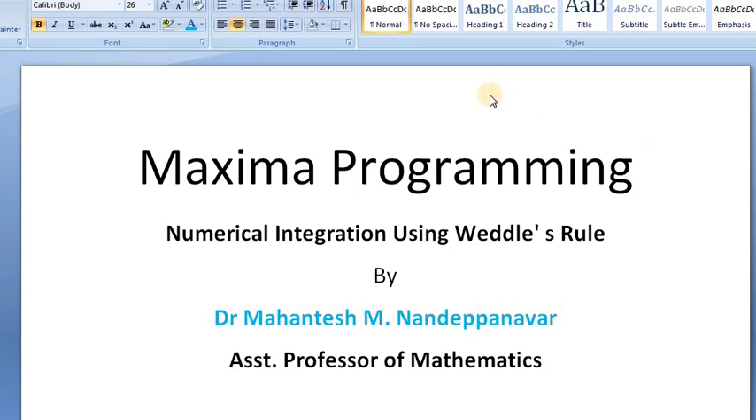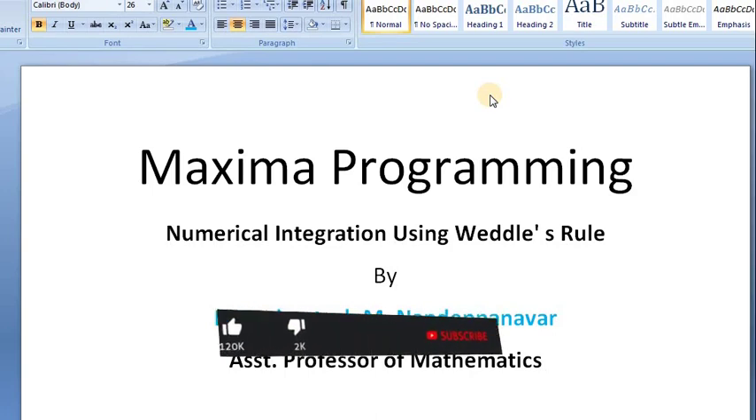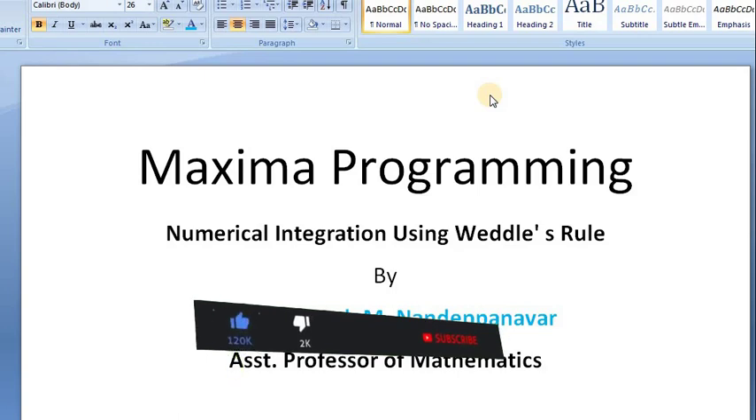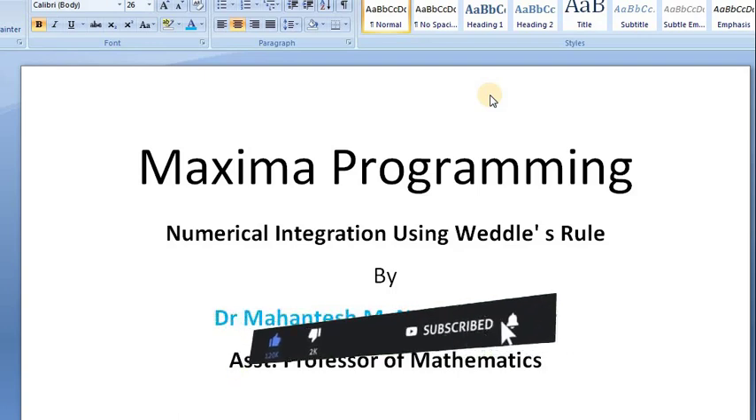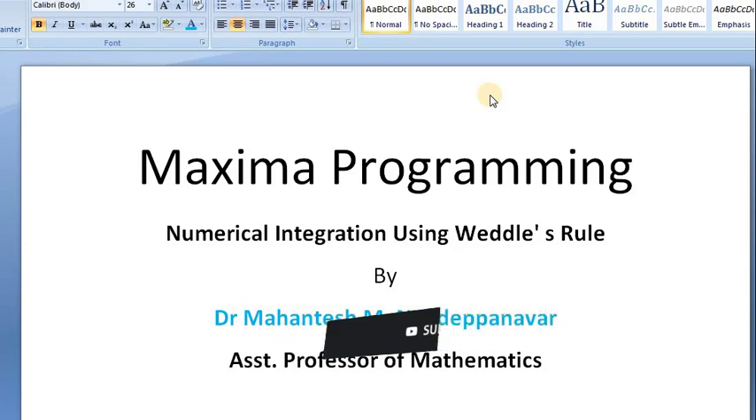Today we shall discuss numerical integration using Weddle's Rule. In earlier videos we have already seen how to write the Maxima program to evaluate a definite integral using the trapezoidal rule, Simpson's one-third rule, as well as Simpson's three-eighths rule. Today we shall see how to integrate a definite integral using Weddle's rule.